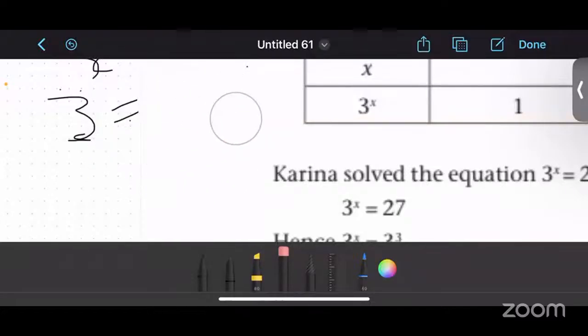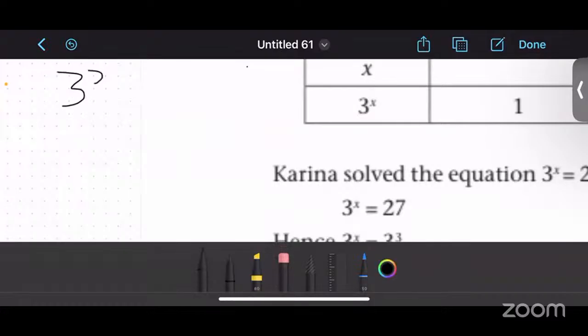So I'm just going to wipe this and rewrite it. So it's 3 to the power of x is equal to 1. Do you know what it is that we can change 1 to so that it has a base of 3? Add 2.